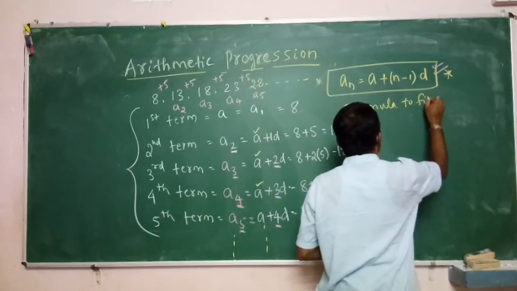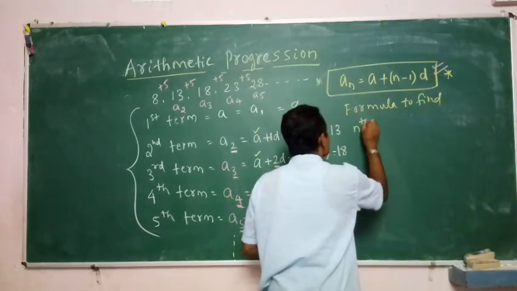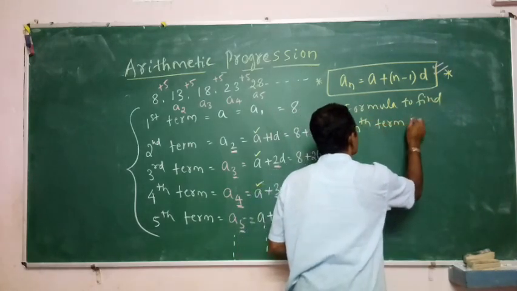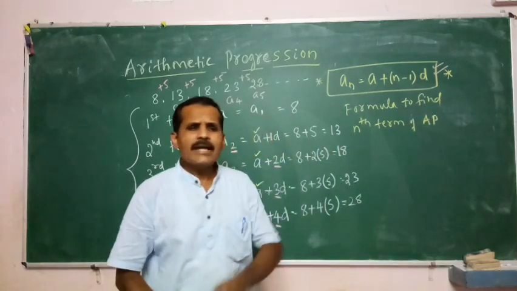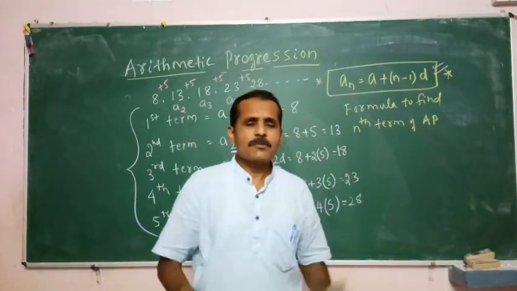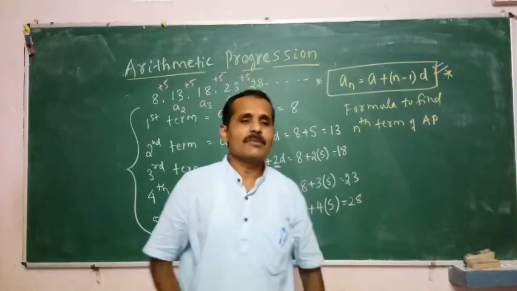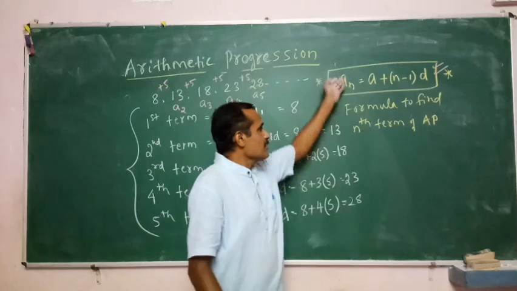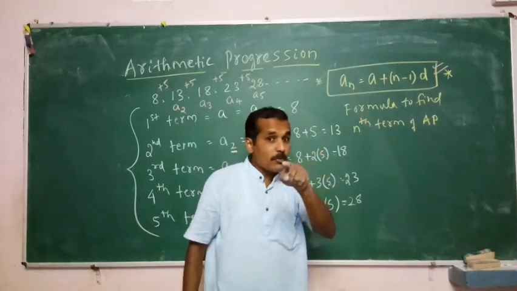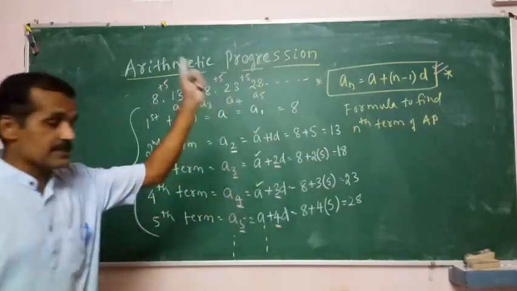Formula to find the nth term of an AP. Then what is the nth term? Nth can be any term, say the sixth term. Suppose they ask me in the exam to find the sixth term. The sixth term is called the nth term. Find the 14th term. The 14th term is called the nth term. We will discuss more about this. First, you note all these things.